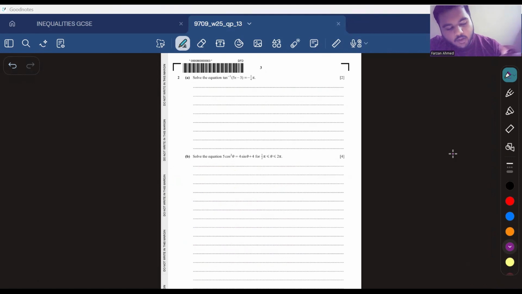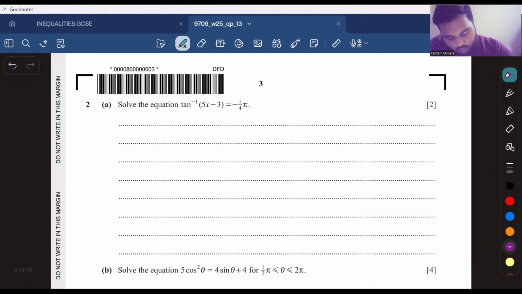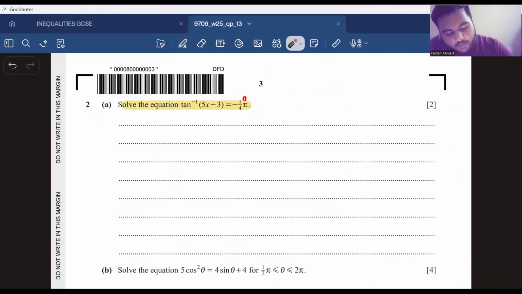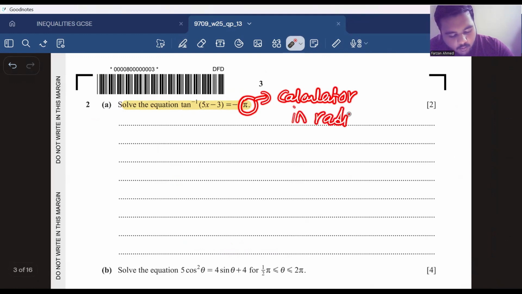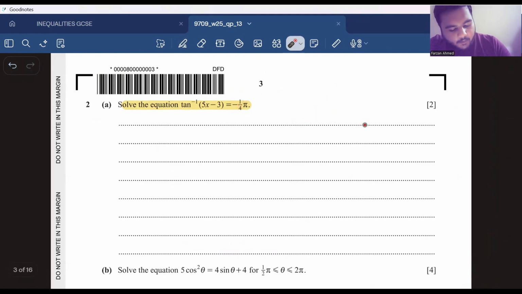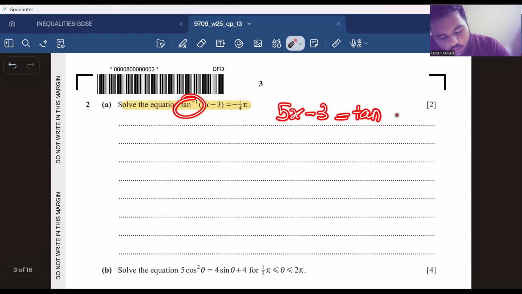Now in question number 2 they are saying solve the equation tan inverse (5x minus 3) is equal to minus 1 upon 4 pi. So when we see the pi, your calculator must be in radian mode. Calculator in radian mode. Okay. So what we will do, we have this tan inverse. When we remove this tan inverse, this will be 5x minus 3 is equal to tan of (minus 1 upon 4 pi).